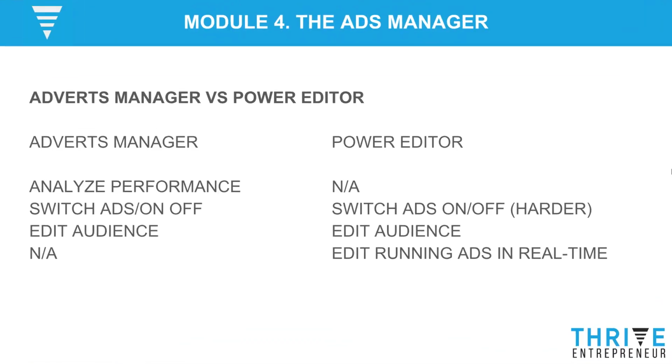So your adverts manager is really good for analyzing performance of your ads and how they're going, whereas a power editor, no good for analyzing performance. It doesn't have enough options. It's not a quick enough view, and so we don't use it for that. The adverts manager is good. You can just switch ads on and off really quickly, and you can quickly jump in and check. The power editor, you can switch ads on and off. It's just not as easy.